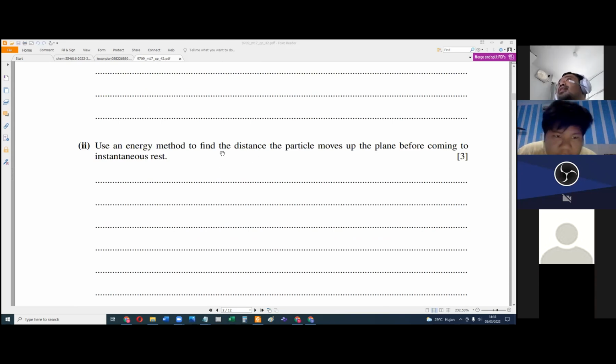Use the energy method to find the distance the particle moves up the plane before coming to instantaneous rest. Energy method means we are going to use this equation: kinetic energy at position 1 plus potential energy at position 1 plus energy input equals kinetic energy at position 2 plus potential energy at position 2 plus energy going out. This is what we mean by the energy method.